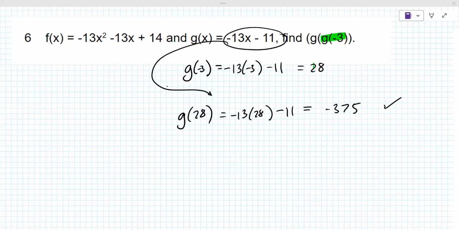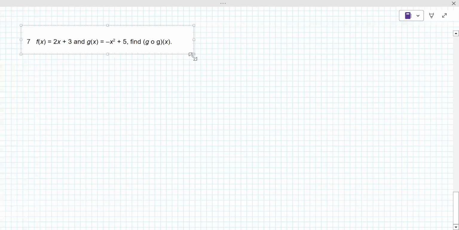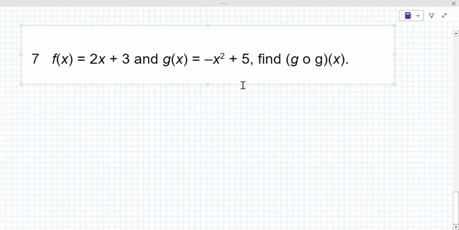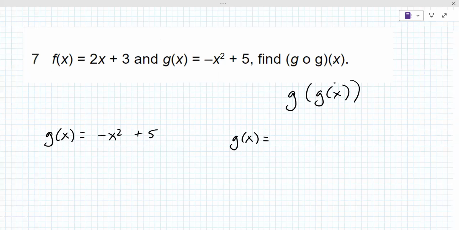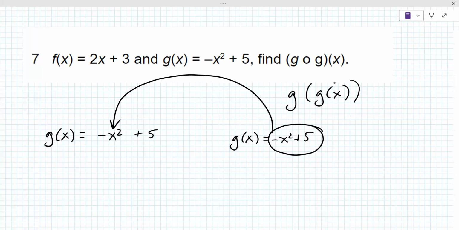All right, number 7. So 7, 8, and 9, this is the more difficult stuff. You're no longer dealing with numbers, just functions, just x. So this one says g of g of x. So I'm going to write g of x twice. g of x is minus x squared plus 5. So you take g of x right there and you put it in for x.